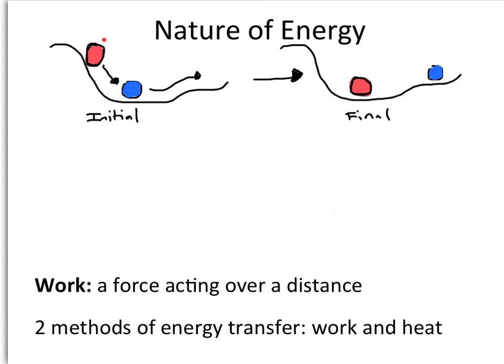We see that the potential energy from this red ball was transferred into kinetic energy. That kinetic energy then was transferred into the blue ball. The blue ball then attained a new position, which now rests as an object that has higher potential energy than it originally did. Now, what allows this to happen?